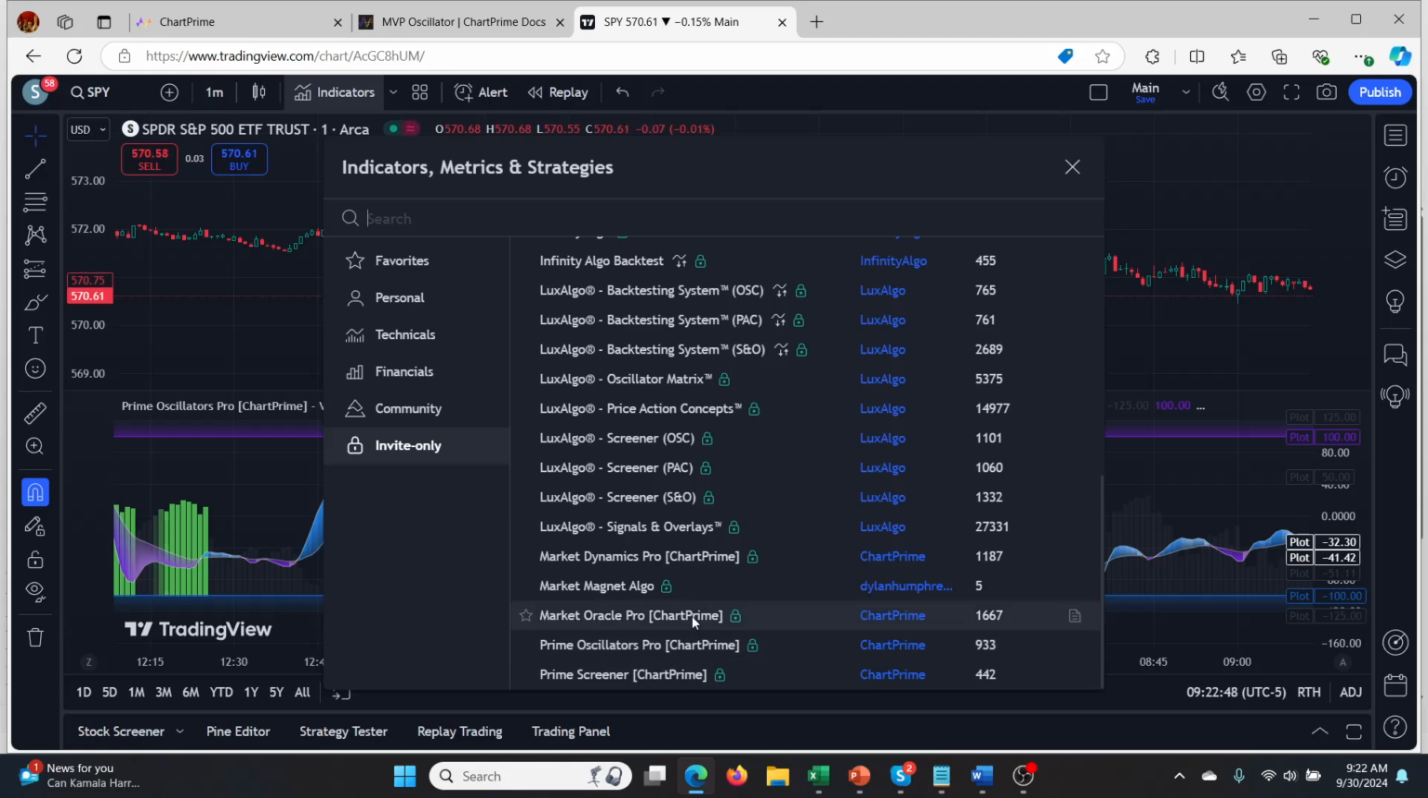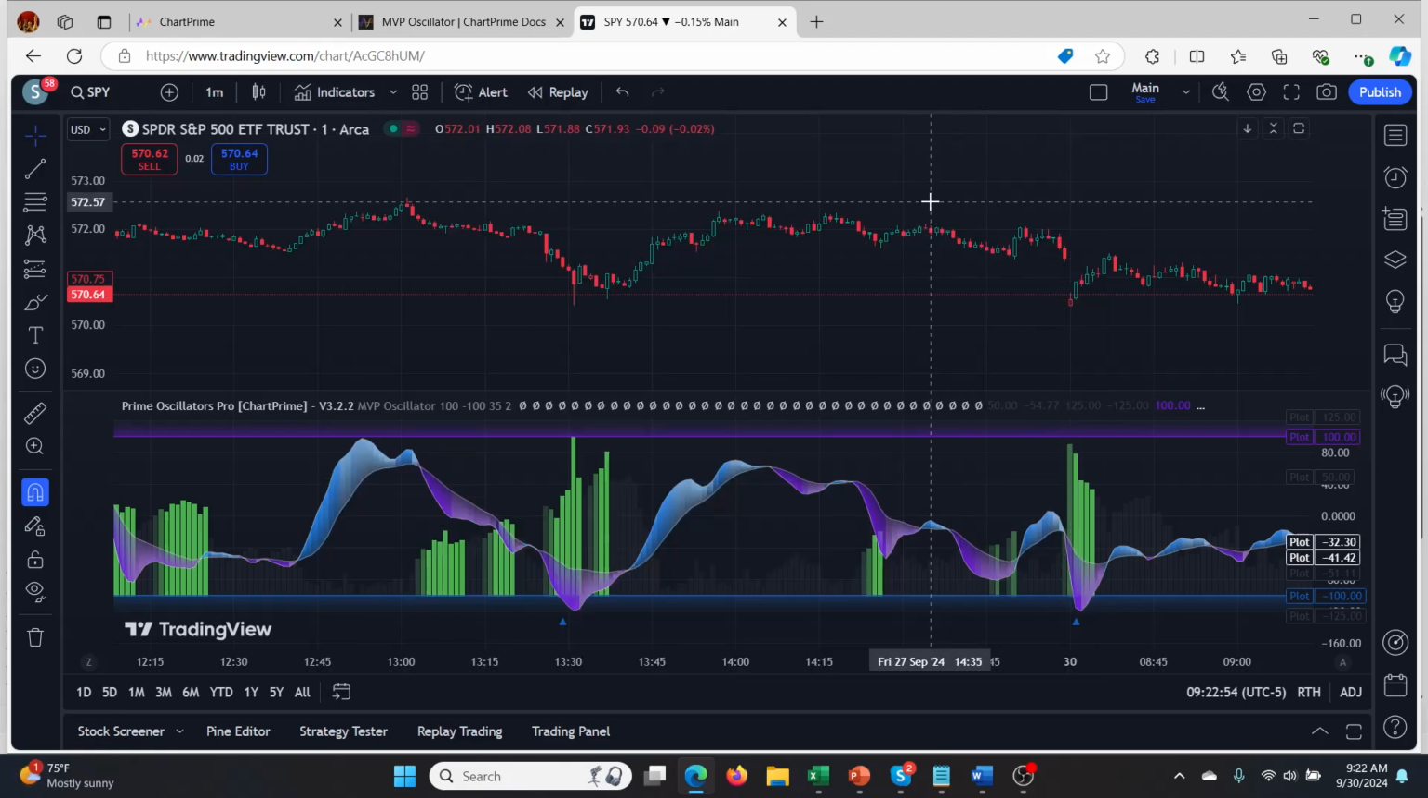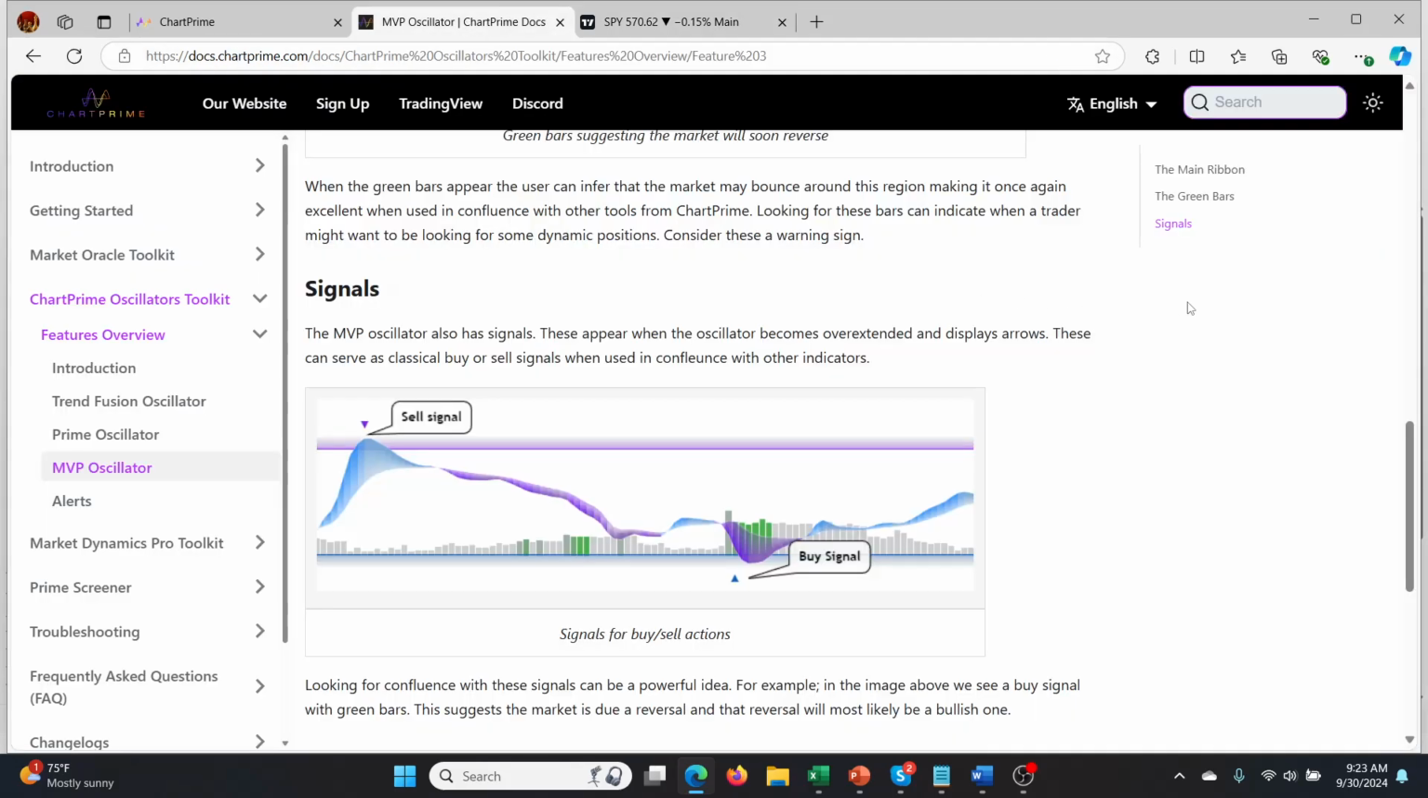And you have the Market Oracle Pro, which I talked about in a different video. Overall, I'd say this has been a decent package, but it might not be the best out there. I think there's ones that do a little bit better of a job and give you a bit more value for your money. Anyway, hopefully that's helpful, and I'll talk to you guys soon.